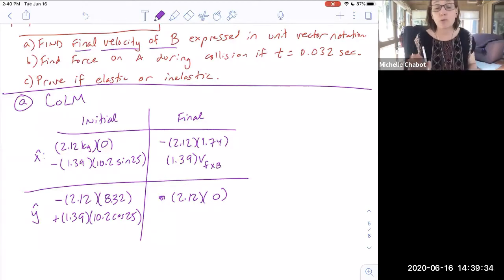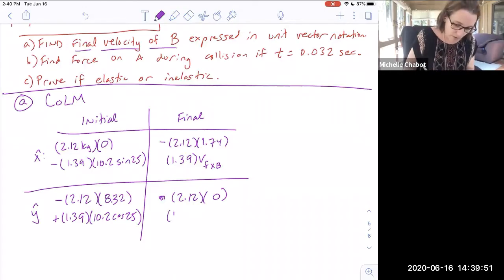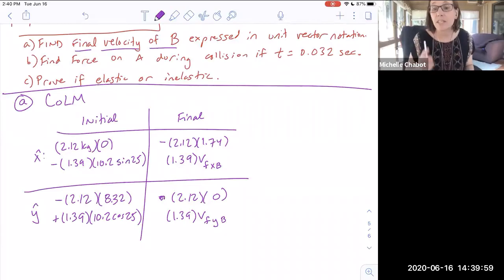And again, the subscripts can be really important. Start practicing using them. However, you do need to denote that it's the final velocity in the x direction of object B. That's going to be one of the things we need to solve for. That's one component of the final velocity. The other one would be 1.39, and then v final y B, the final velocity in the y direction of object B. So those would be my two components. If any of them come out negative, that's going to be because that's going to be negative in the x direction or negative in the y direction, and that's okay.